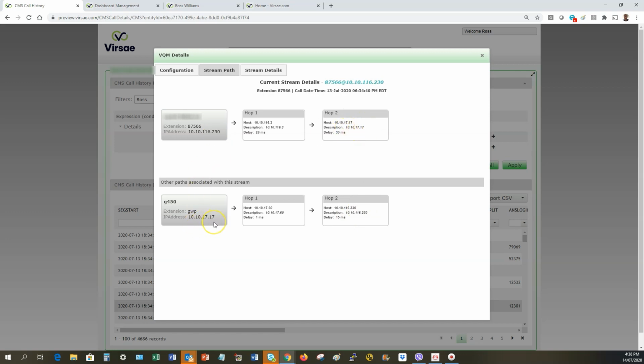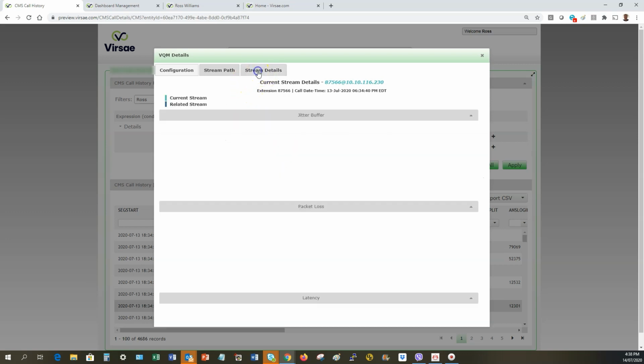10.10.17.17, 10.10.17.17. So originating and terminating IP addresses are the same, but they transit through a whole different layer 3 switch or router in the middle. So 10.10.116.3. 10.10.17.60 in the other direction. And this is precisely why you can get one-way speech, or you can get an asymmetric caller experience. So call quality is fine in one direction and not the other. So let's jump into that.